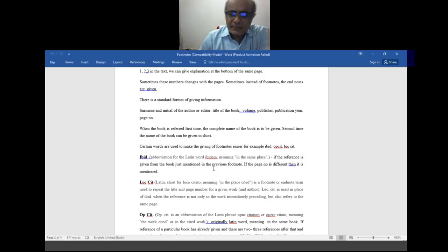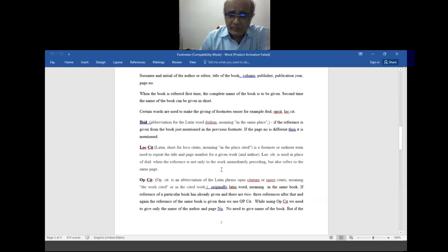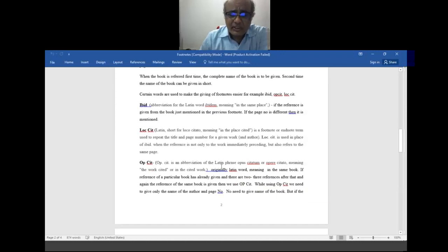That again is a Latin phrase. The meaning is opus citatum, that means the work cited above. So it is coming from the same work, from the same page.